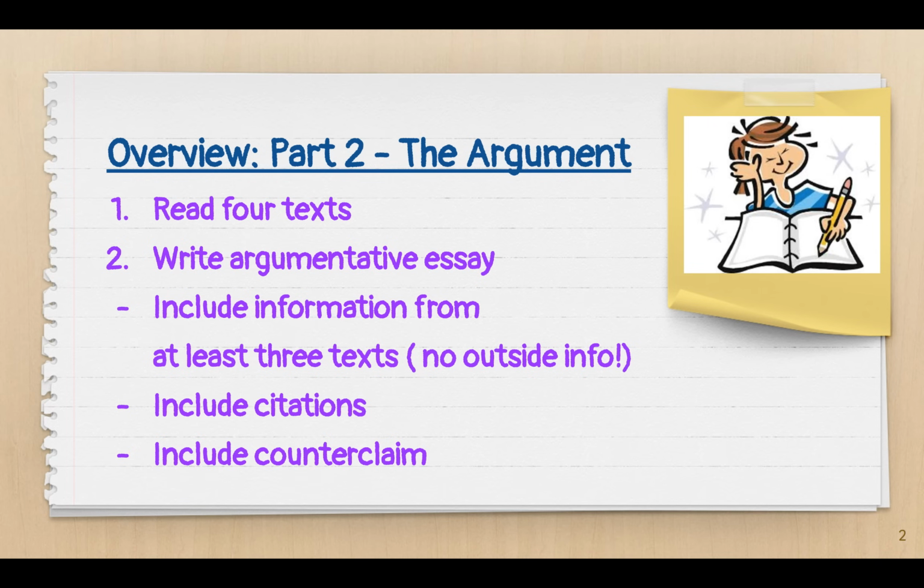You need to read 4 texts that are provided, and write an argument essay, including information from at least 3 of the texts. For the Regents argument essay, you cannot use any outside information. I know sometimes it seems very similar to the social studies DBQ, where you're required to include outside information. But please make no mistake, the English Regents does not allow you to include outside information. It's a completely text-based essay.